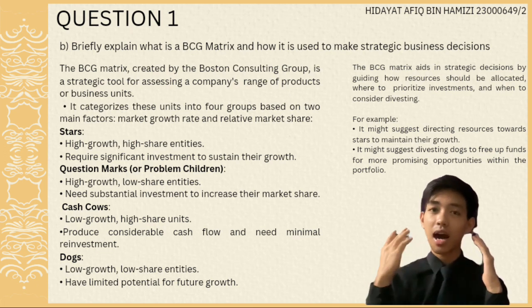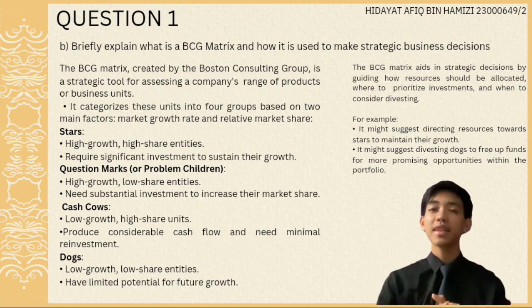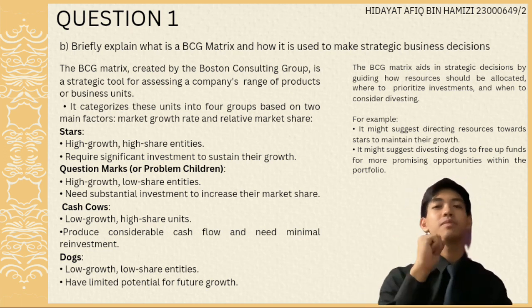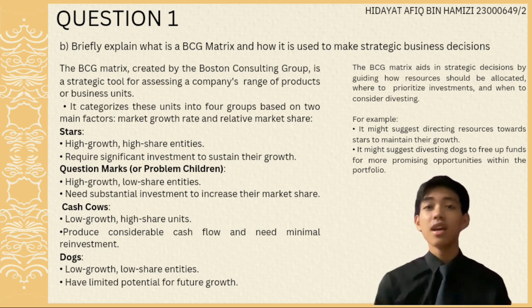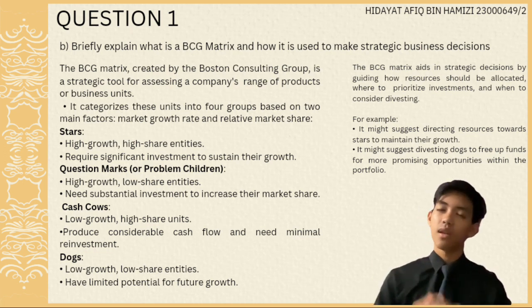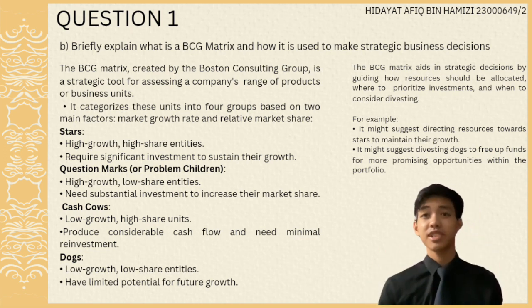So stars are high growth, high share entities needing substantial investment to maintain their upward trajectory. Question marks or problem children are high growth but low share units that require significant investment to boost their market position. Cash cows, which are characterized by low growth but high market share, generate substantial cash flow with minimal reinvestment needs. Dogs, with low growth and low share, offer limited potential for future expansion.